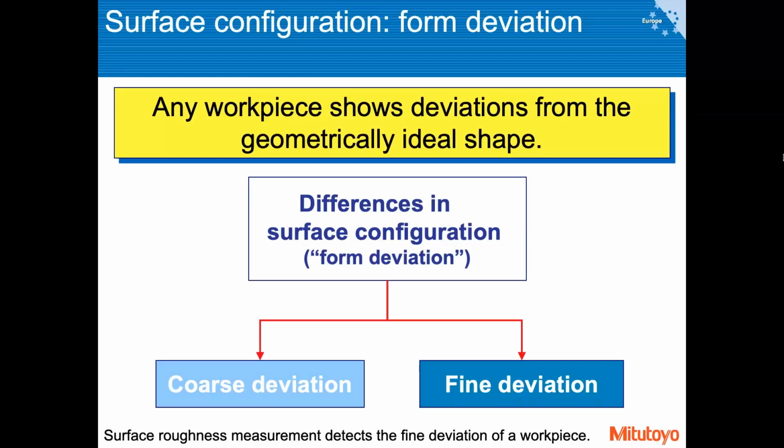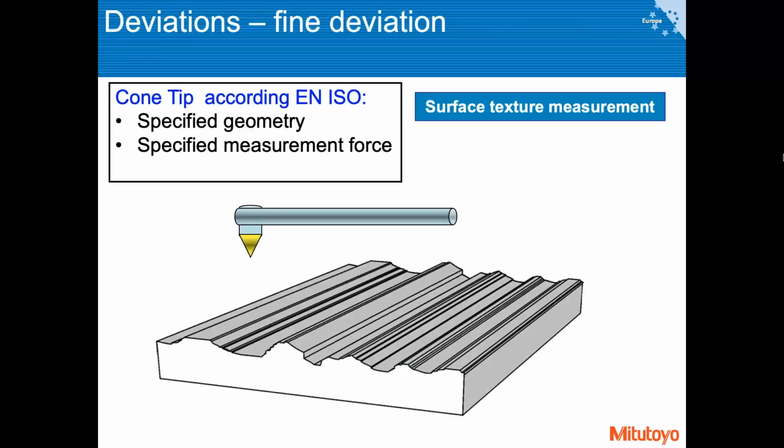I guess that's that now. And what is important? So basically, how do you measure these deviations?